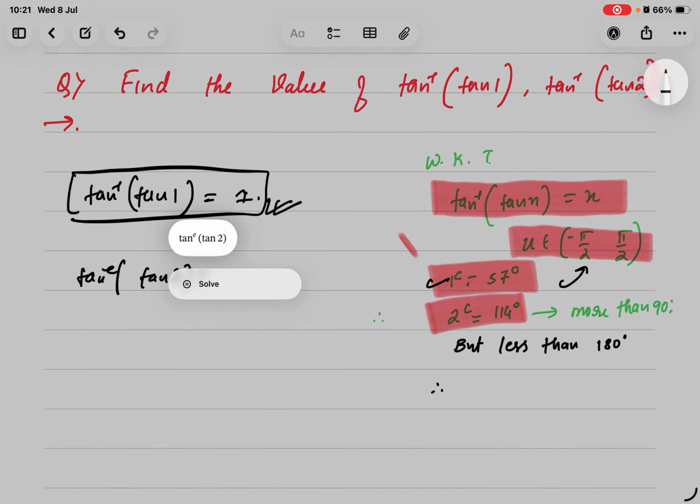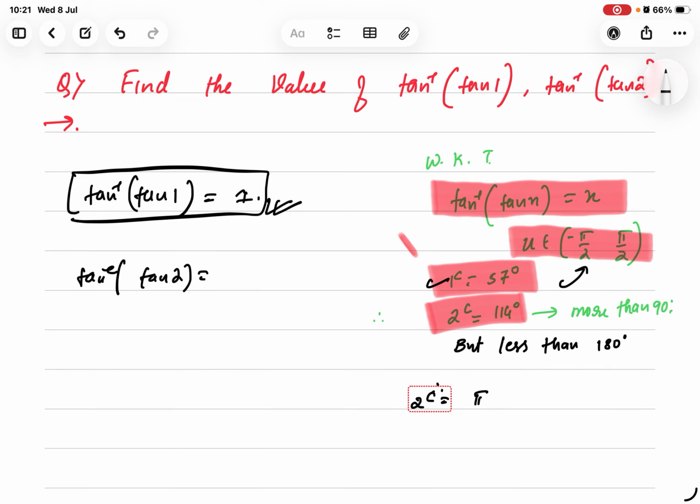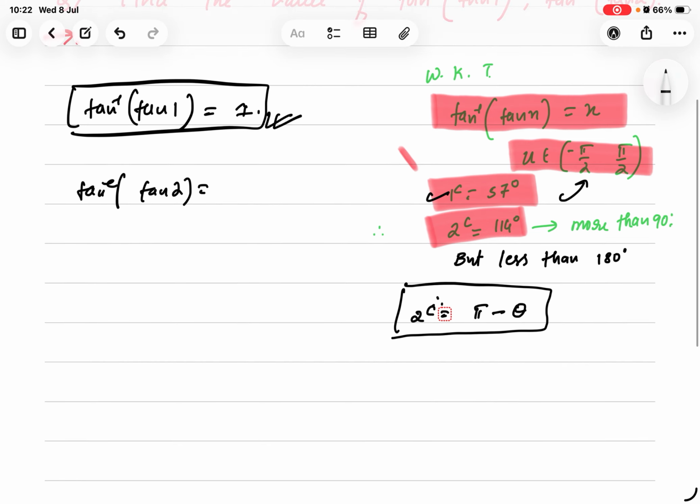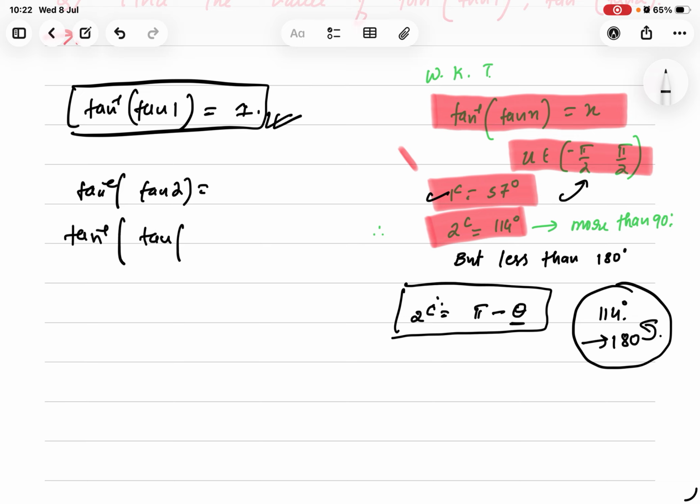So here 2 radian is nothing but 114 degrees. It is more than pi by 2. Then 2 radian you can denote as pi minus theta, because 114 degrees is less than 180 degrees. Therefore you can write it as 180 minus something, and that something value is nothing but theta. Now tan inverse of tan of pi minus theta, where pi minus theta belongs to the second quadrant.